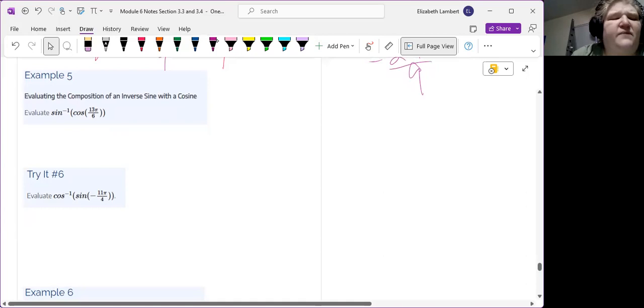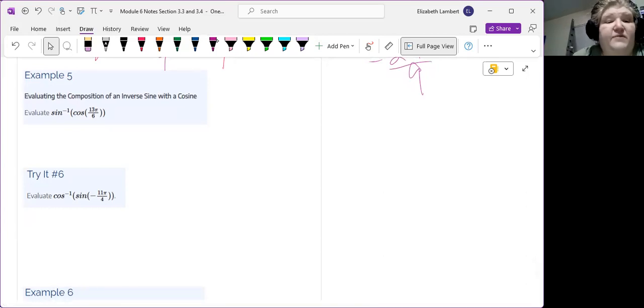Evaluating the composition of an inverse sine with a cosine. All right, so we have the cosine of a number, and then we are being asked to find the inverse sine of that number.